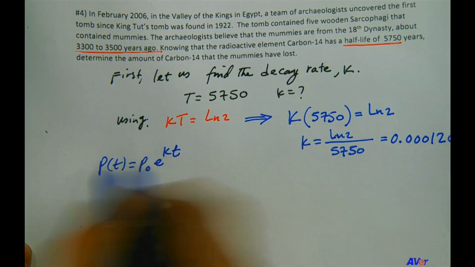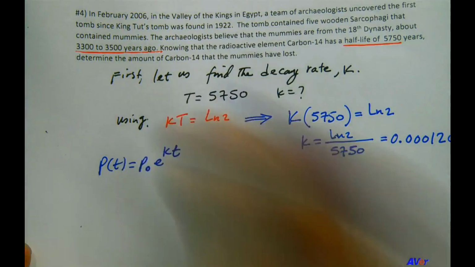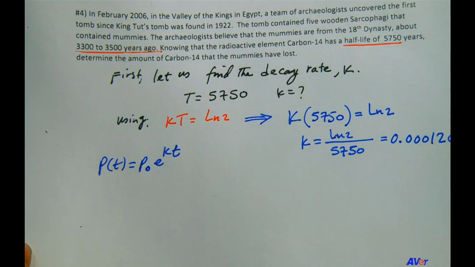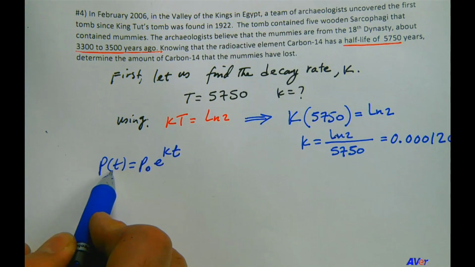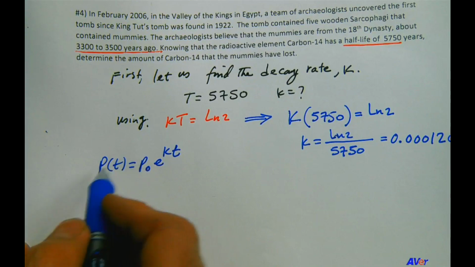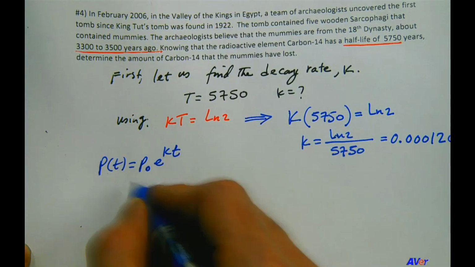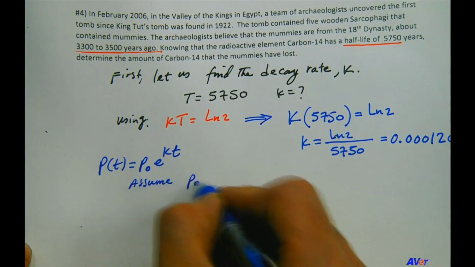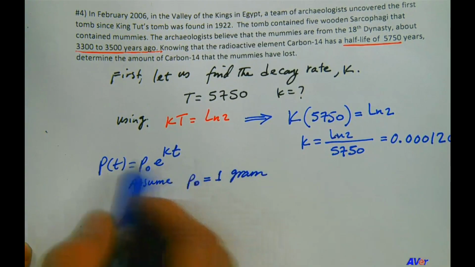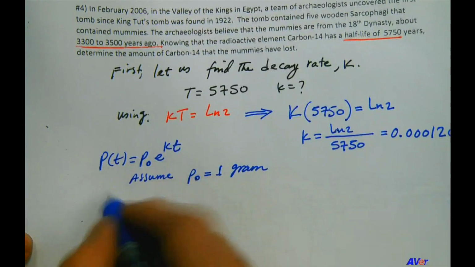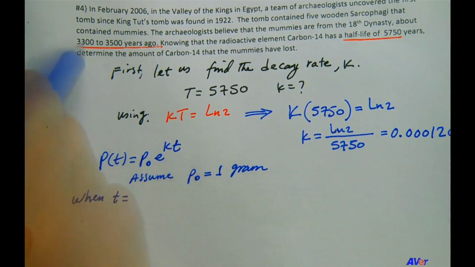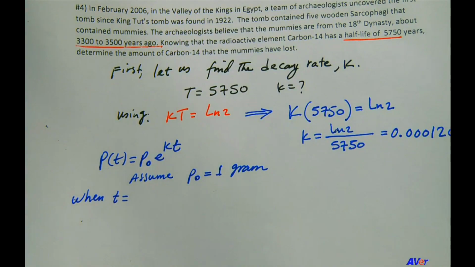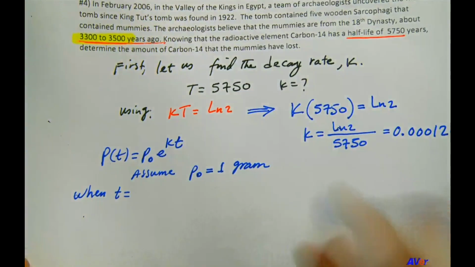If we take this to be the initial quantity of carbon-14 that many years ago, let's say it was 1 gram, so this much of it would be reduced to this much. So let's assume P naught equals 1 gram, because in the end, it's the ratio that matters. Then P of T, when T is equal to 3,300 years ago. We've been given two years here, 3,300 to 3,500 years ago. I think I can fit all of that in this space.